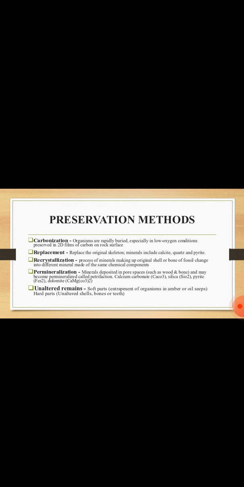Permineralization. It occurs in a porous tissue such as bone and wood. In this type of preservation, minerals dissolved in the water, such as quartz, calcite or pyrite, permeate the pore space and crystallize. The addition of these minerals results in denser and more durable fossils. The original bone or wood material may be preserved, or it may be replaced or recrystallized.